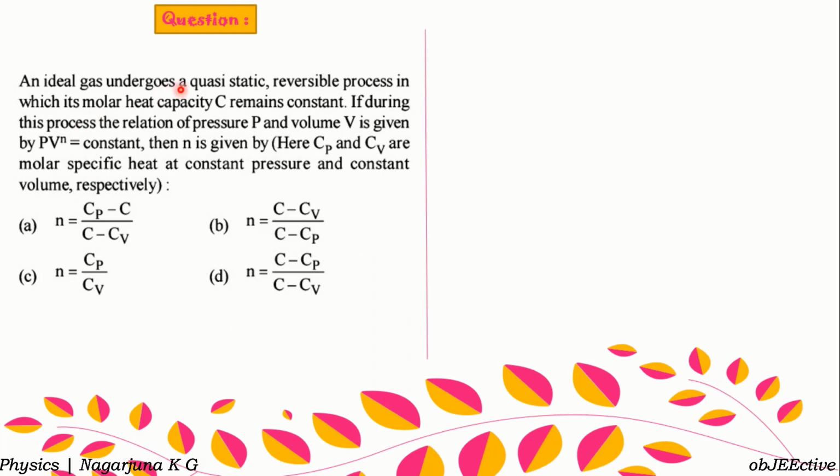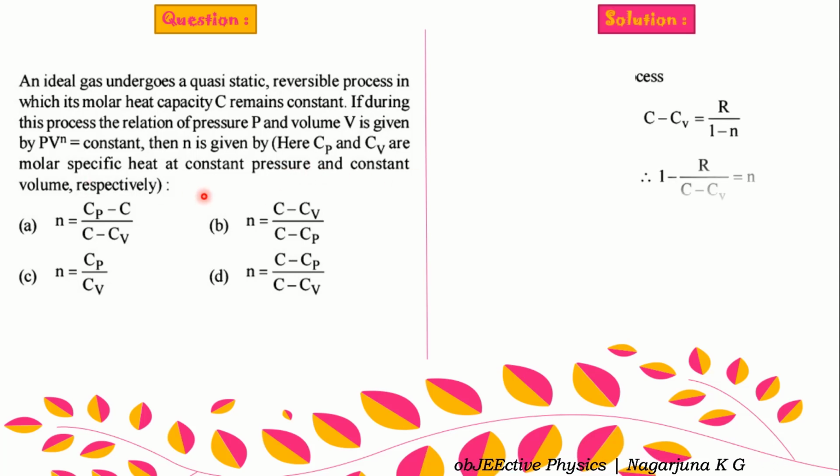An ideal gas undergoes a quasi-static reversible process in which its molar heat capacity C remains constant. If during this process the relation of pressure P and volume V is given by P V power n is equal to constant, then n is given by? Here Cp and Cv are molar specific heats at constant pressure and constant volume respectively. Solution.